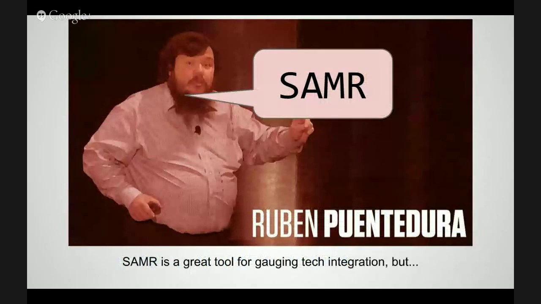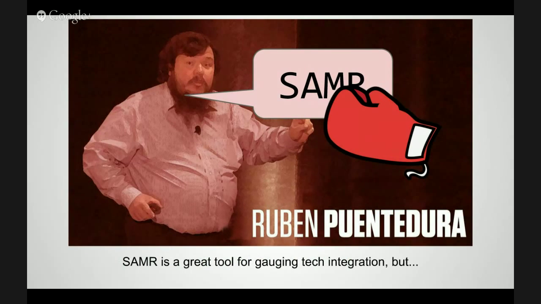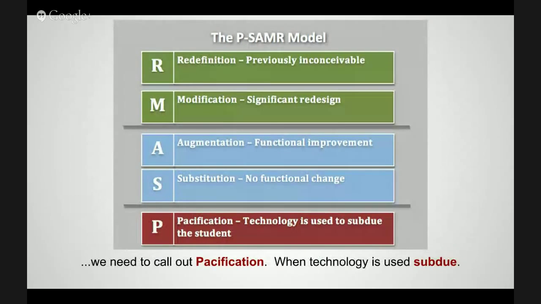All right, so this Mr. Puentedura, he has this great SAMR model. It's great for engaging tech integration. But what's wrong? I want to call out something that I see in the field. And indulge me on this. I'm going to say that the SAMR model is a little incomplete. It's actually called the P-SAMR model.